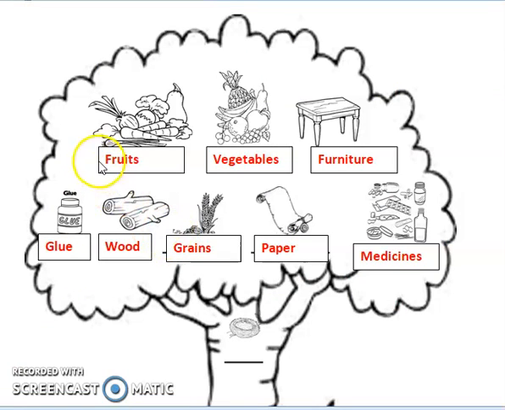Here, if you remember, we had done this activity earlier. Plants or trees give us fruits, vegetables, furniture, glue, wood, grains, paper, and medicine. Though they give us glue, wood, furniture, etc., sometimes human beings exploit the trees for their purpose, their means. So that is why the tree you saw in picture 2 was sad.